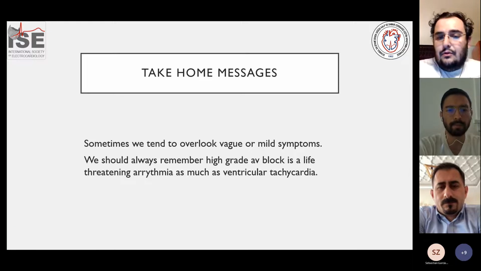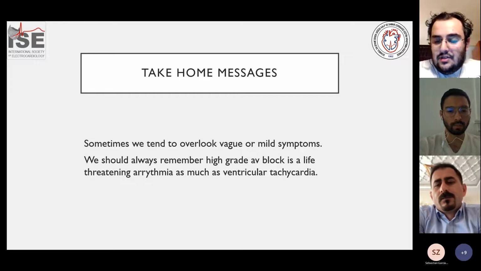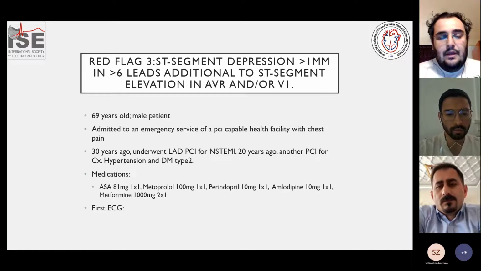Sometimes we tend to overlook vague or mild symptoms, and we should always remember high-grade AV block is a life-threatening arrhythmia as much as ventricular tachycardia. So this patient is a very high-risk patient.